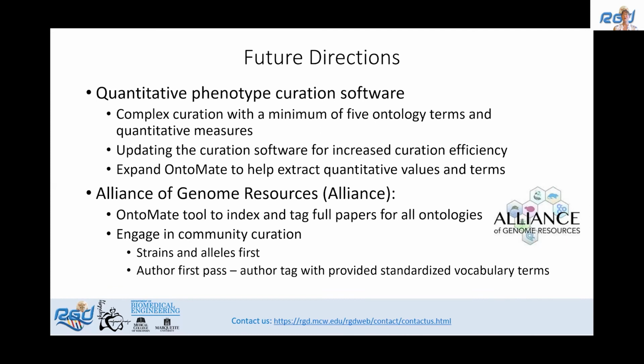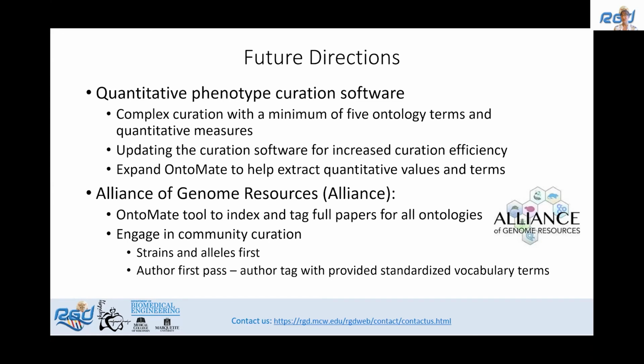So in previous talks, in the previous session that we're talking about, being able to tag supplemental material or figure legends or figures themselves, because we can't take information off of a bar graph because it isn't an actual quantitative value. So having the ability to improve and expand on Ontomate to help extract those values and terms would be really helpful.